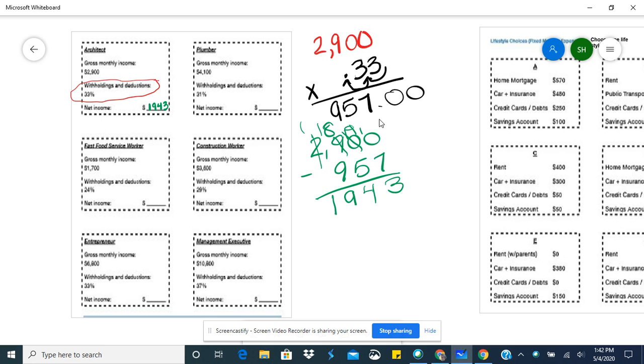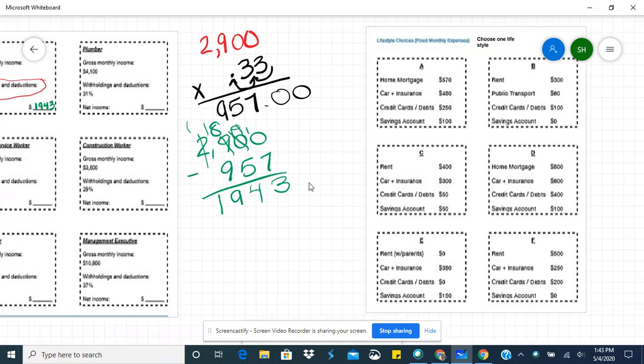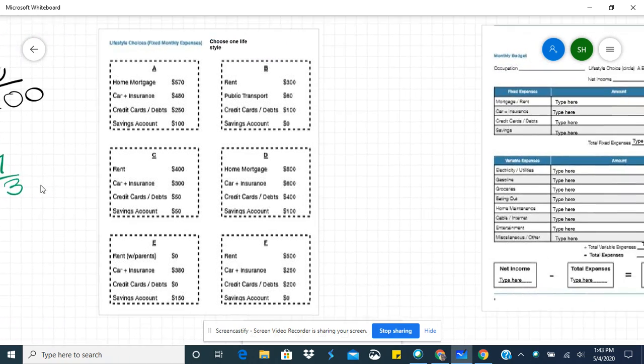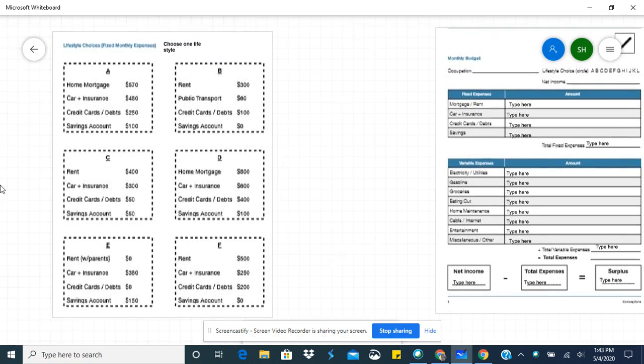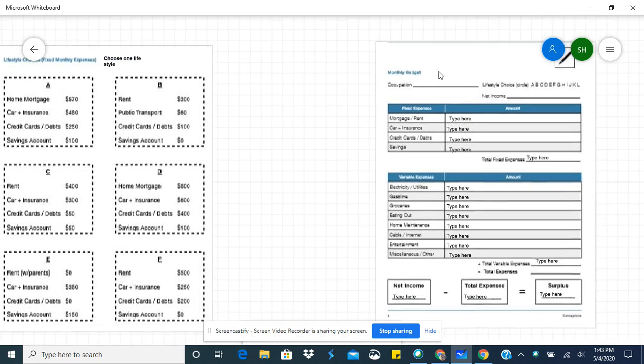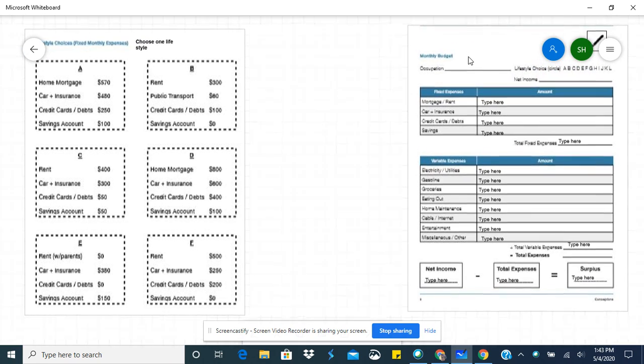Okay? Once you have that, you are set on this page. That is all you need to do. Choose one and then find out what our net income is. So now that we have that, I'm going to scoot on over. I have chosen to do Lifestyle A.